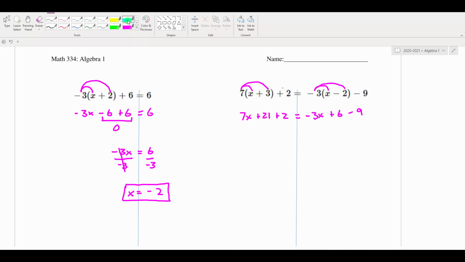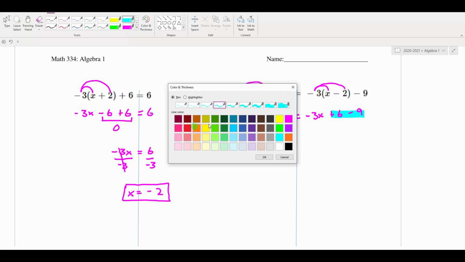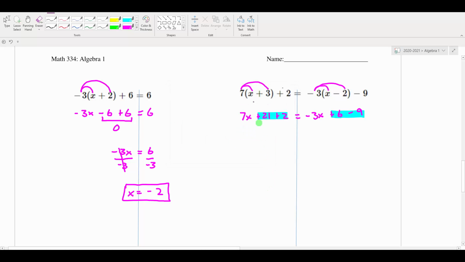Okay. So now I'm noticing that I have some like terms that I can combine. Over here we have this 21 and the 2. Those can be combined because they are both constants. And then over here in this equation we have a positive 6 and a negative 9. Those can be combined. Okay, so I'm going to go ahead and combine those. 21 plus 2 is 23, so we end up with 7x plus 23. And then over here, if I combine a positive 6 and a negative 9, that's going to become negative 3, right? If I add those together, we get negative 3. So we've got negative 3x minus 3.